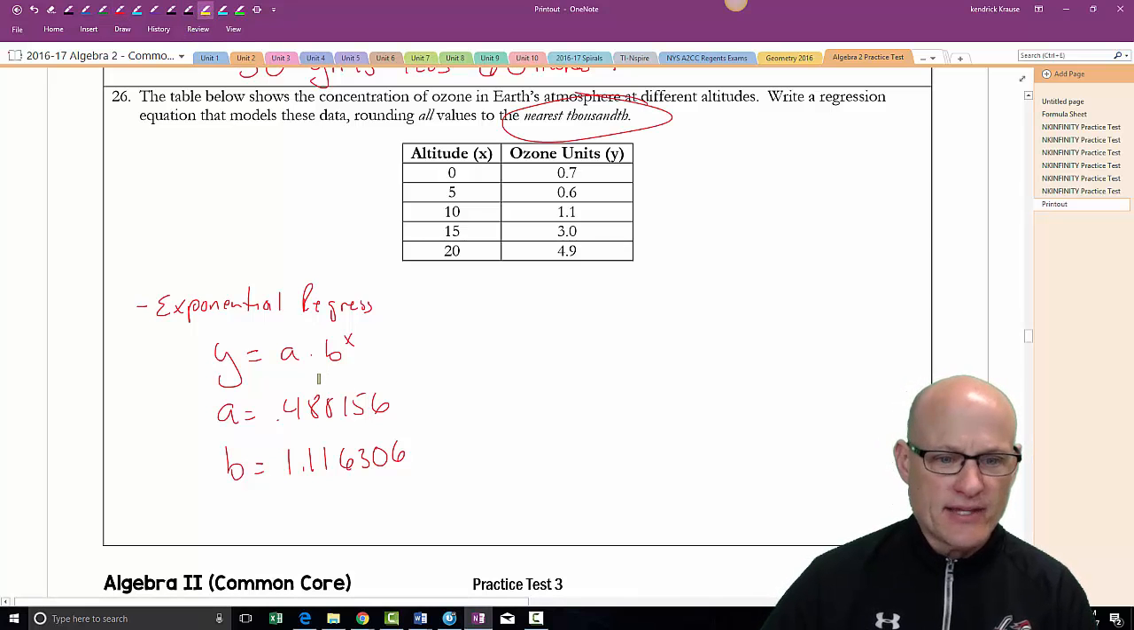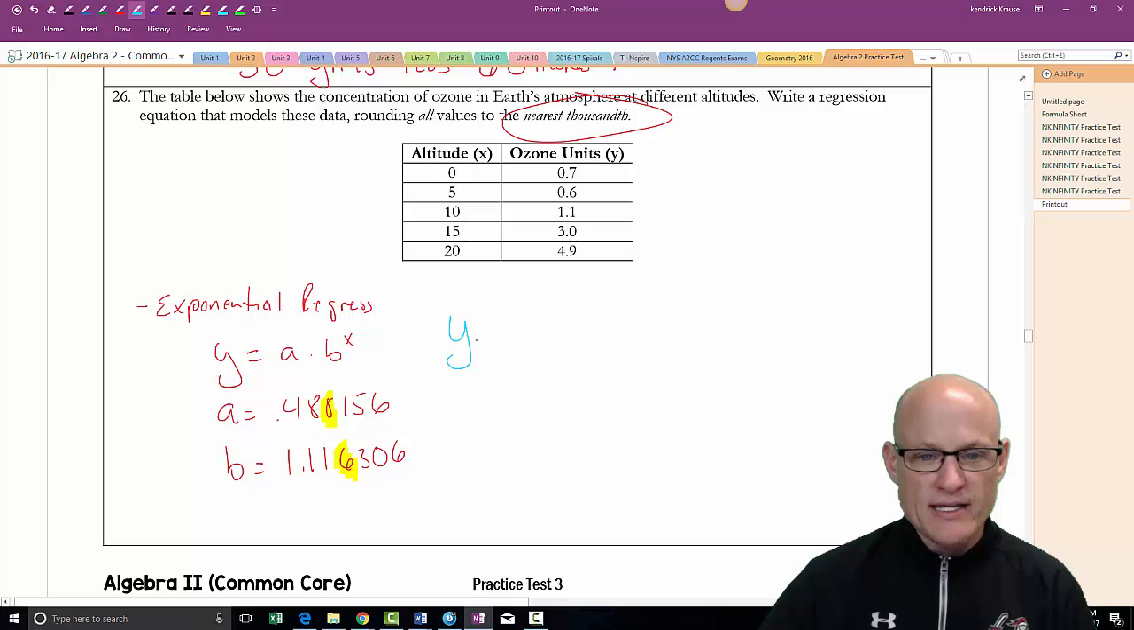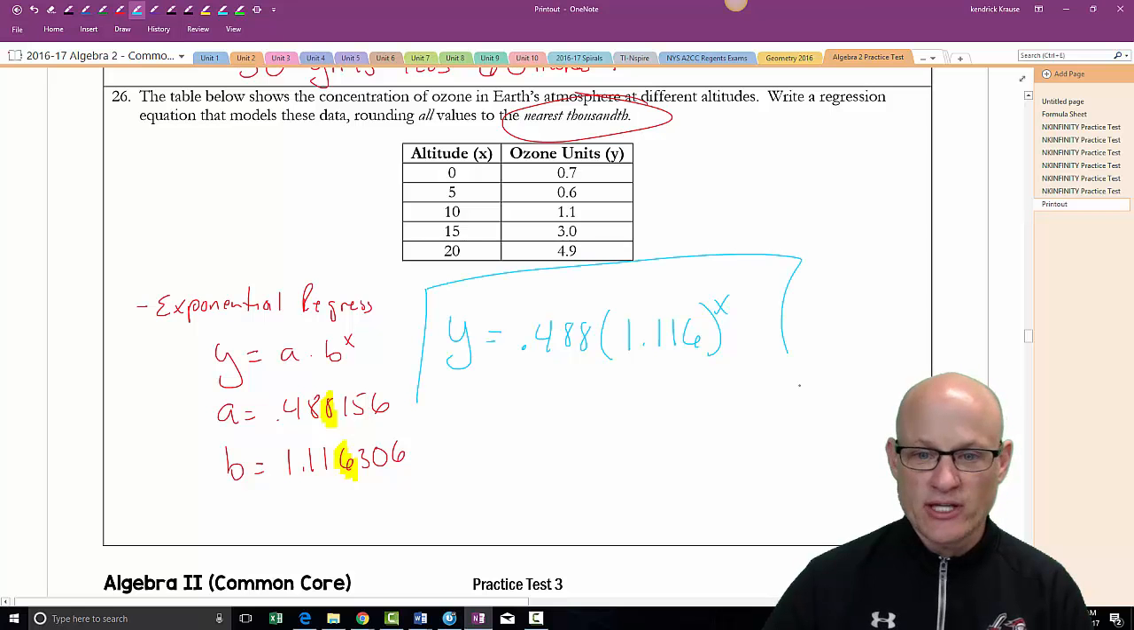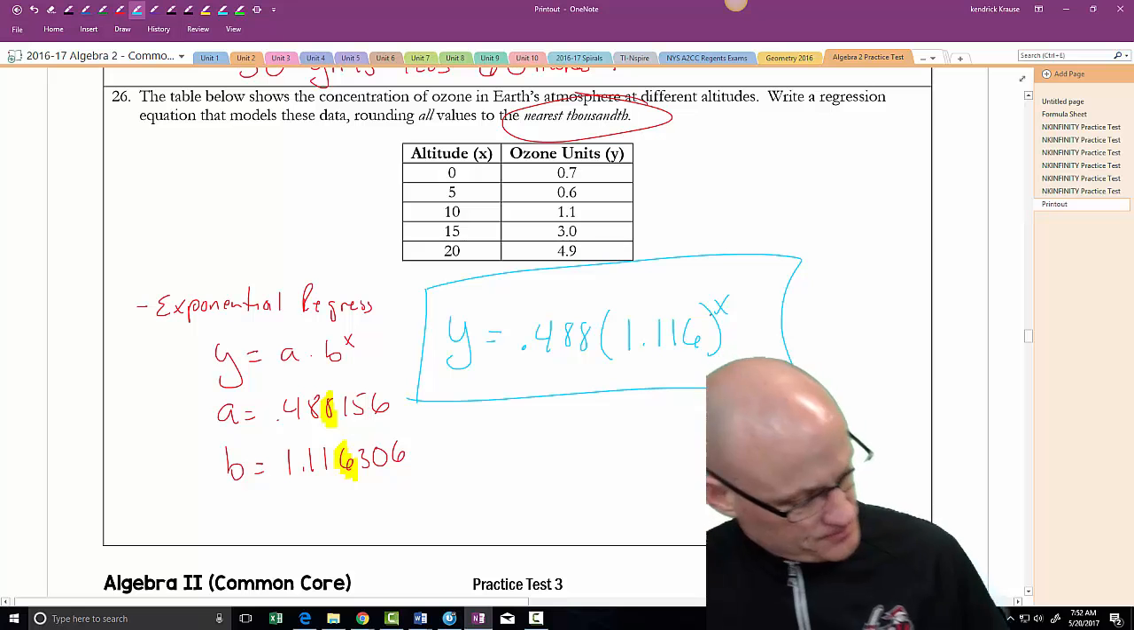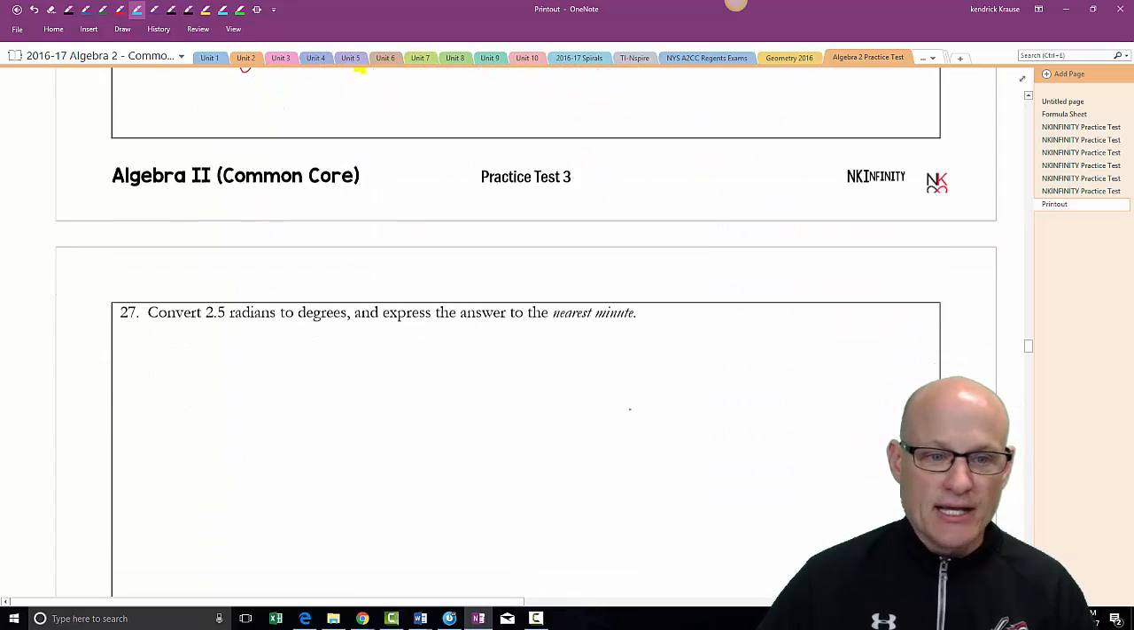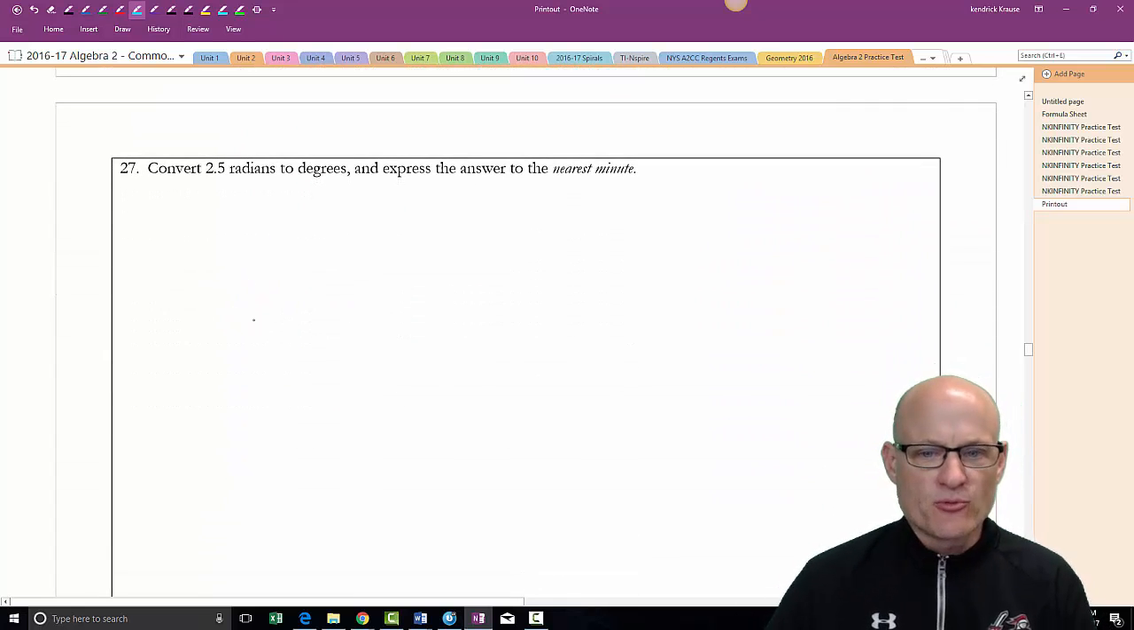All right, so rounded to the nearest thousandths place. Let me go highlight that. Thousandths place is 3 decimals. So it looks like we're not going to change either of those. So it's Y equals 0.488 times 1.116 to the X. If you forgot the Y equals, it's wrong, kiddos. Yes. Moving on.